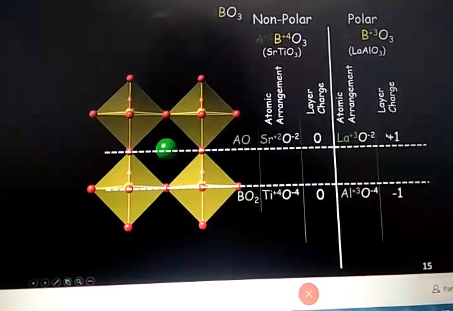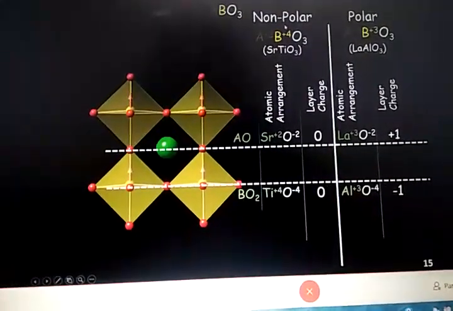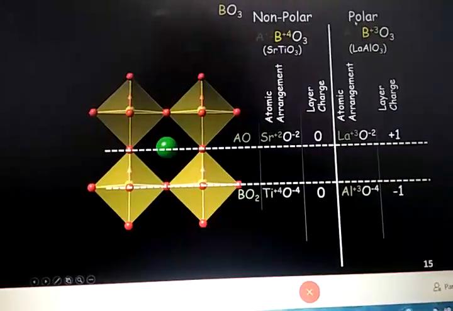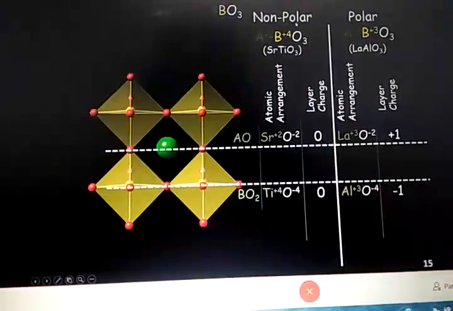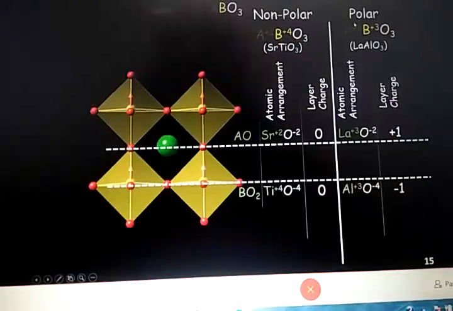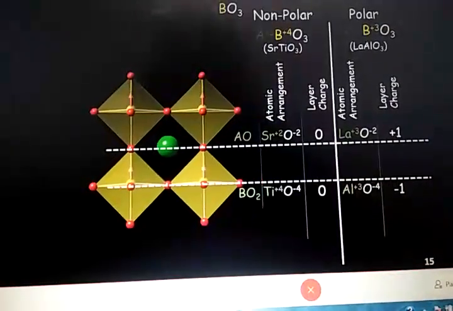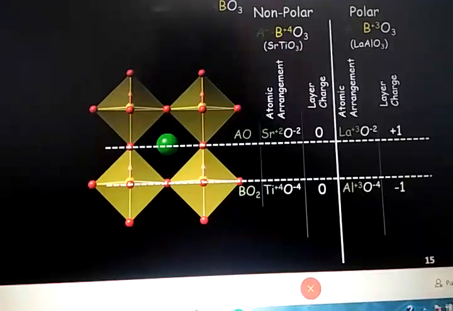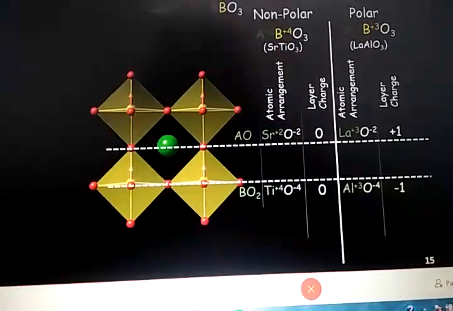is 0. So now I have defined two types of perovskite material. One is non-polar and another is polar type. This will basically help you to understand the next stage. What I'm going to talk about is the following.